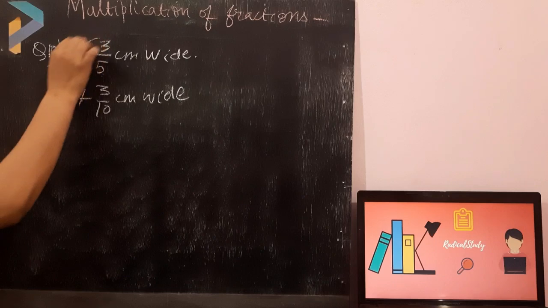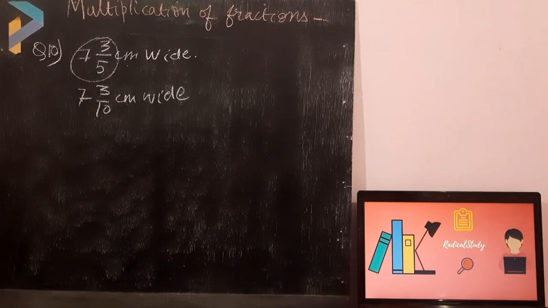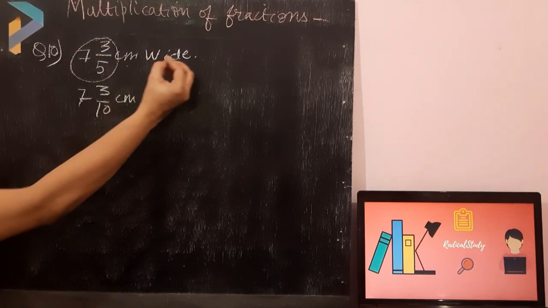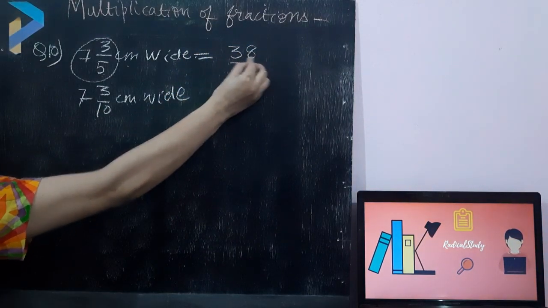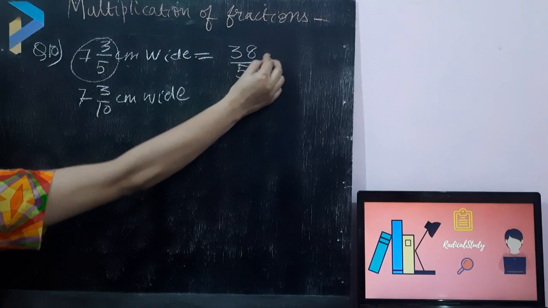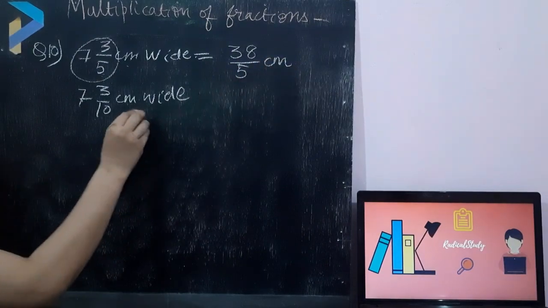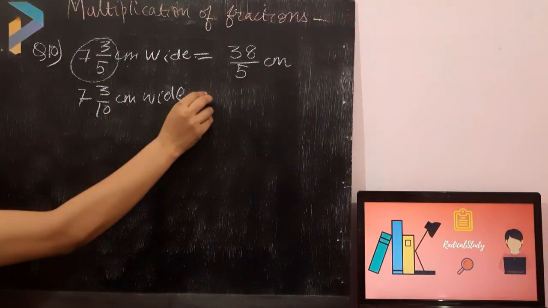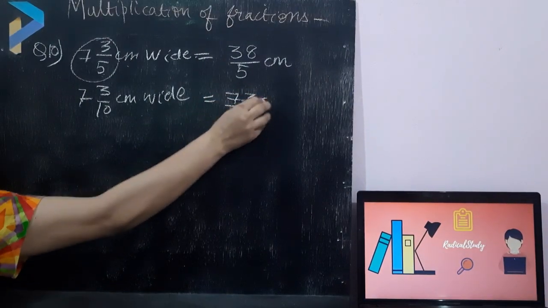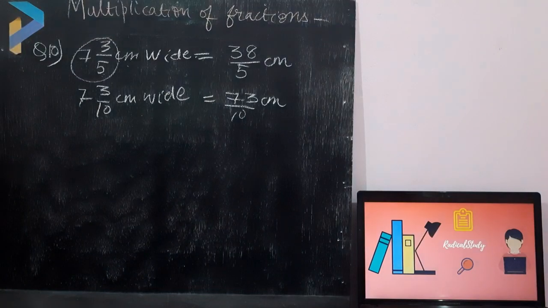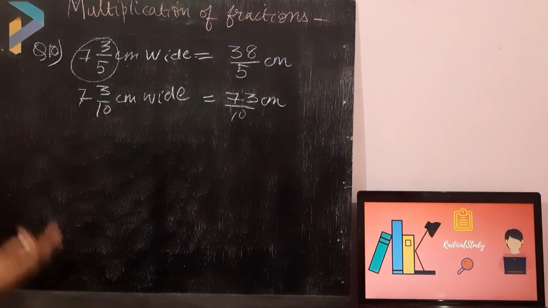So firstly, this is a mixed fraction. I am going to convert it into an improper fraction. So it will be 5 7s are 35, 35 plus 3, 38 upon 5 centimeter. Now, this is also a mixed fraction. It will be 10 7s are 70, 73 upon 10 centimeter. Now, we have converted the mixed fractions into improper fractions.